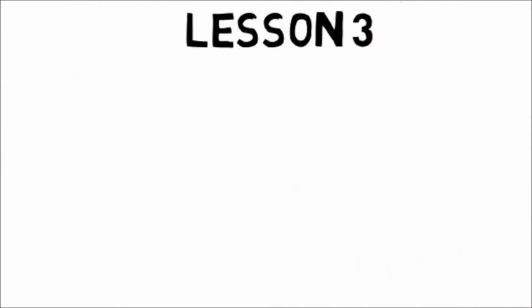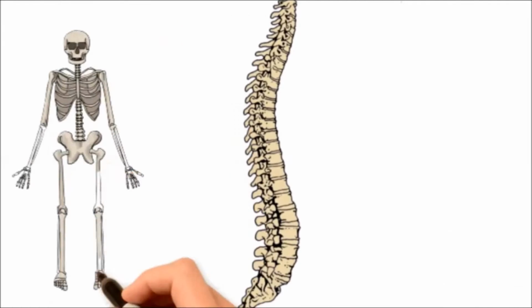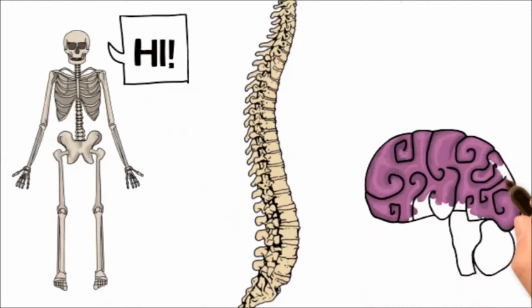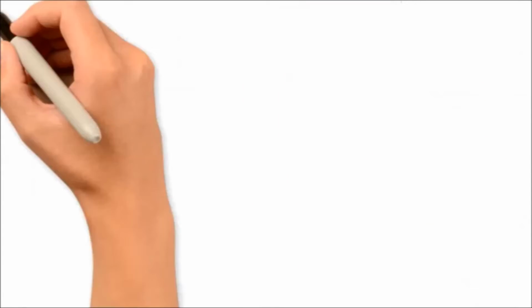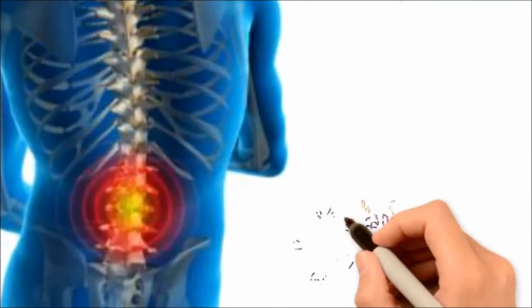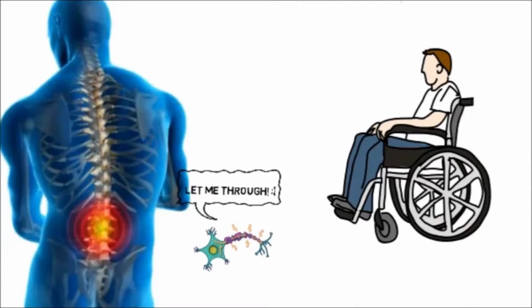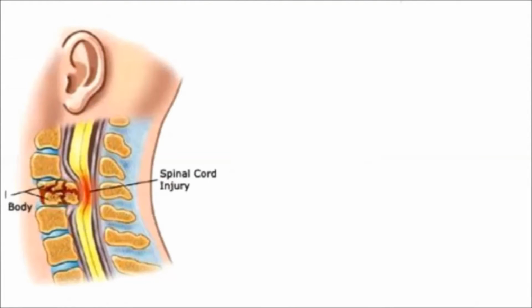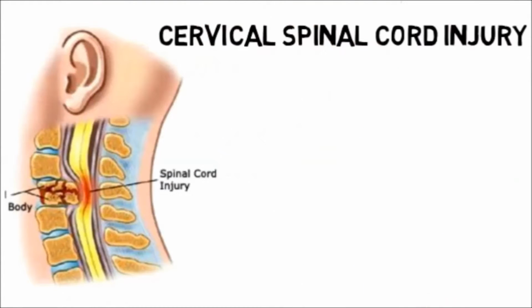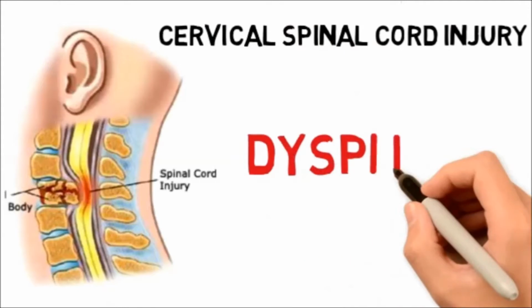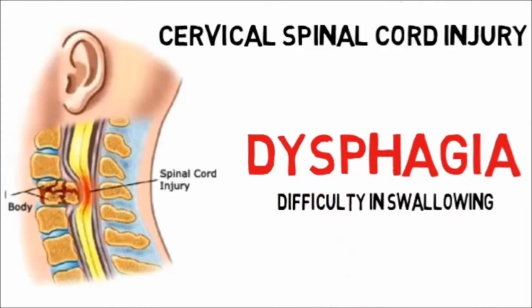Our third lesson was about the spinal cord. Our spinal cord is important for the communication between your body and your brain. If a part of your spinal cord is injured, nerve impulses can't get through and this may result in paralysis. One of the most common injuries an SLP may encounter is cervical spinal cord injury causing dysphagia, which is difficulty in swallowing.